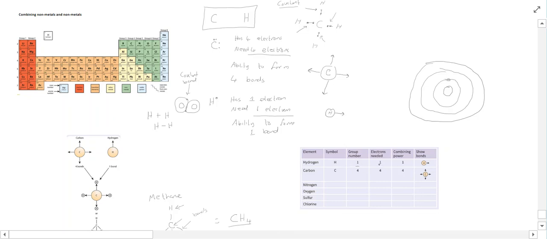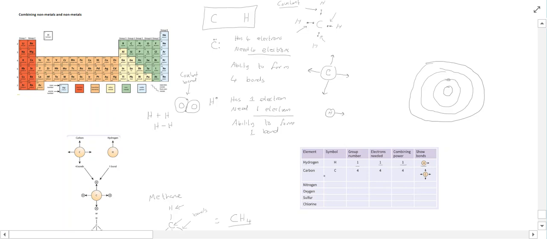The electrons, it just needs one more. So therefore its combining power is 1. So it can only form one bond. And if you want to show, you can show it like this. You can represent a H, and then just an arrow represents the number of bonds that it can form.